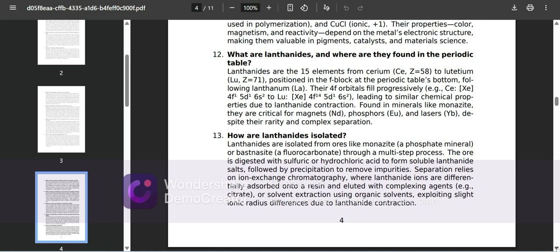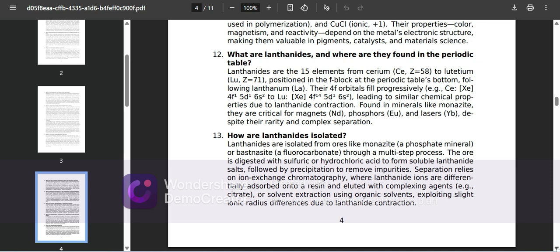What are lanthanides and where are they found in the periodic table? Lanthanides are the 15 elements from cerium, Z equals 58, to lutetium, Z equals 71, positioned in the f block at the periodic table bottom.